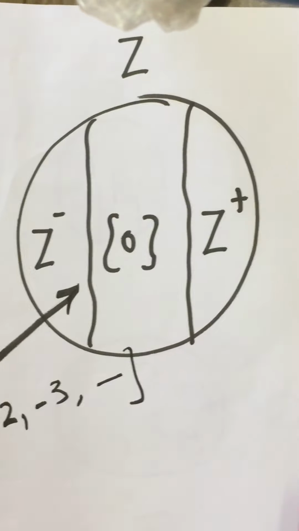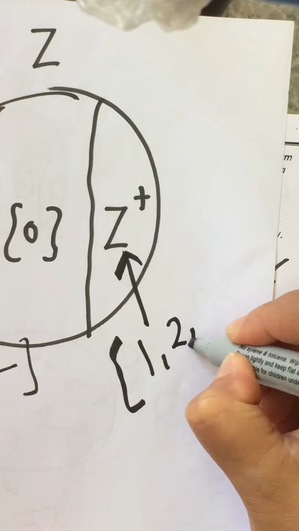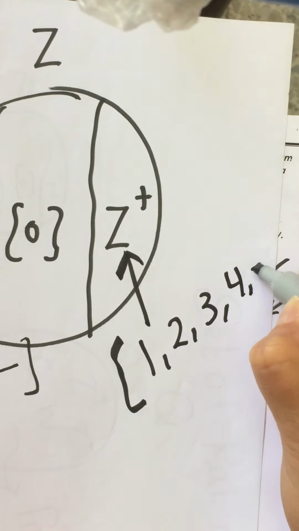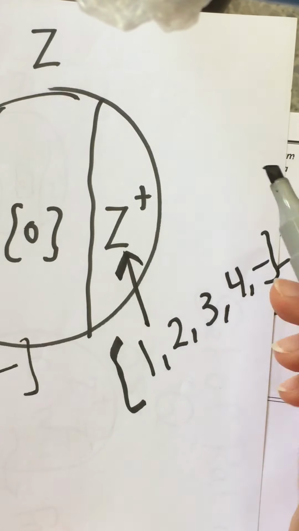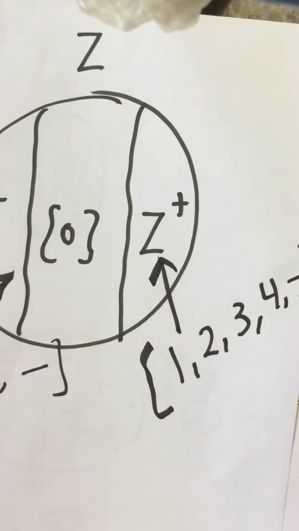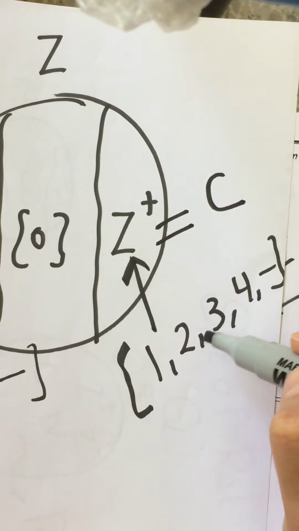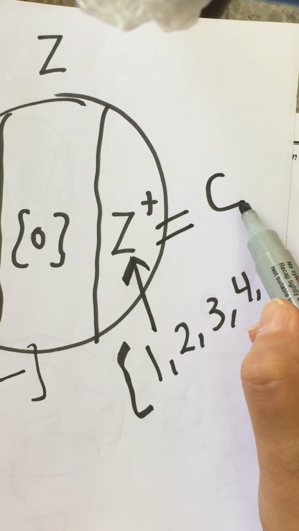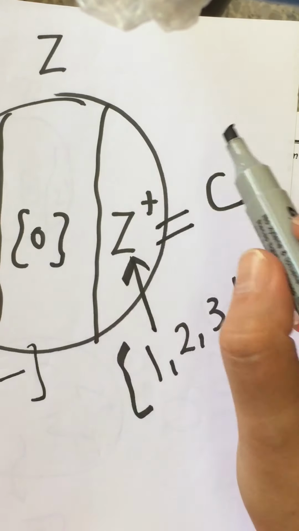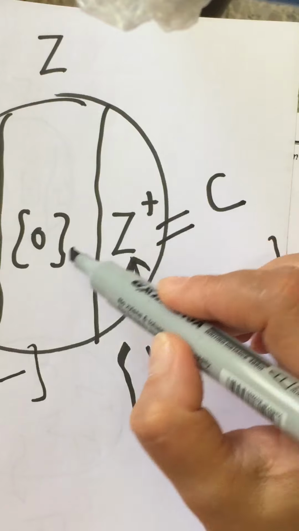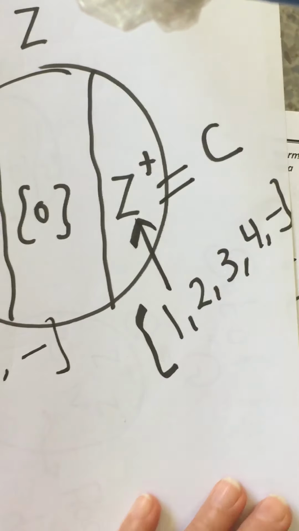How about the positive set? We start with 1, 2, 3, 4 and so on. So this is an infinite set and this is an infinite set. Positive means counting, so both of them are the same. We start with 1, 2, 3, 4 here and 1, 2, 3, 4 there. 0, I can't put it inside the negative or the positive because 0 is neither positive nor negative.